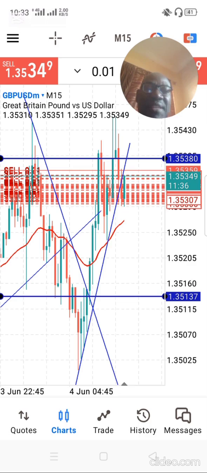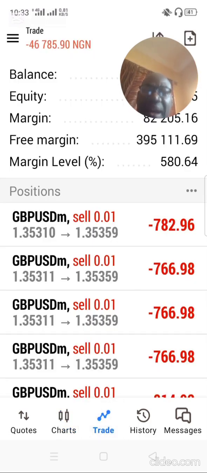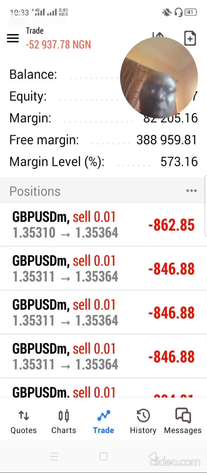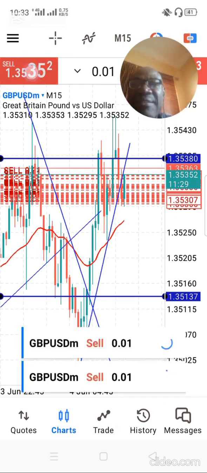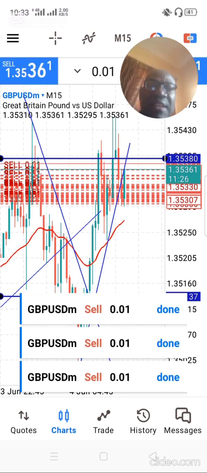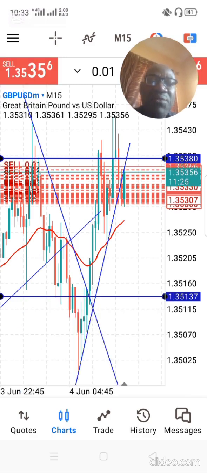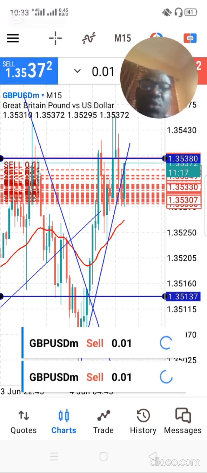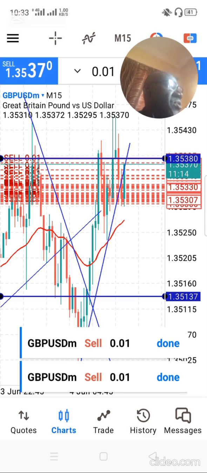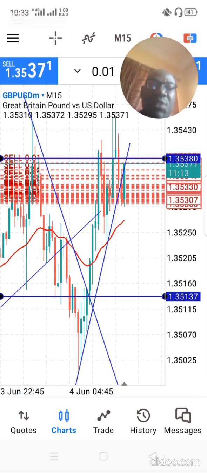And you may say you are losing money. How much am I losing? I'm losing just 51,000 Naira. But as I stack, when it goes in my favor, you'll be surprised how much profit I make. That is why I said I started with 150. And when it was 150, I would not stack as much, because if it goes against you too much, you will lose too much money.